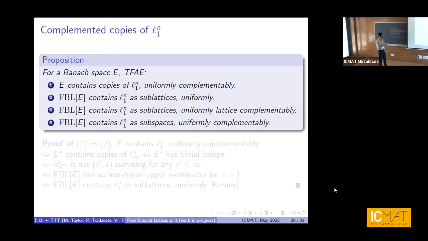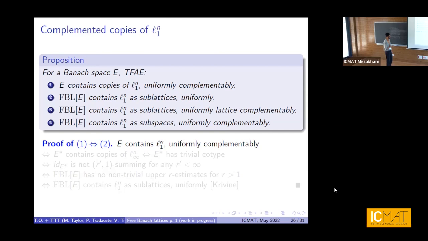The third item is a strengthening of the second one. Here we require the existence of subspaces L_1^n, but they will here also be uniformly lattice complemented. And the fourth item is a weakening of three, because now we only require that the L_1^n's are contained inside the free Banach lattice as subspaces and only uniformly complemented. And there are several more equivalent statements which I have not put on this slide.